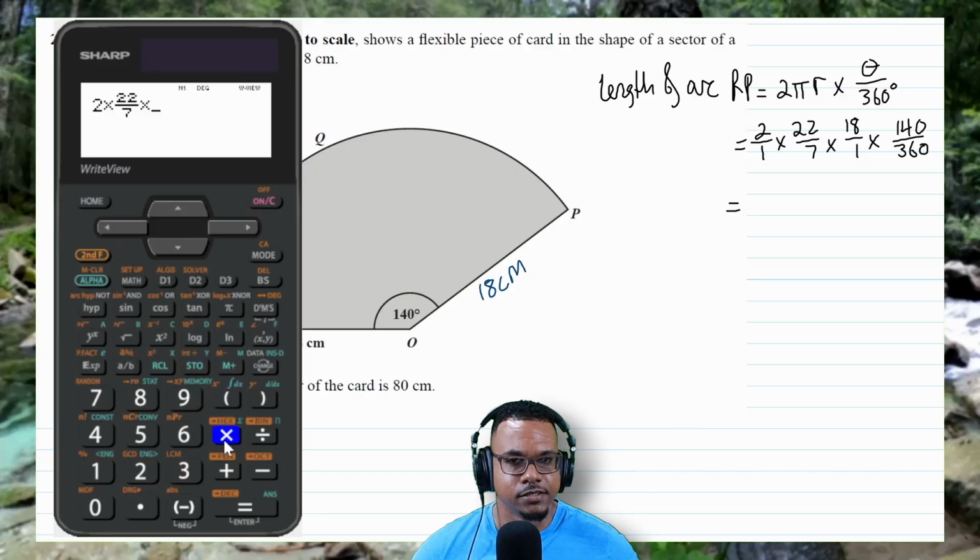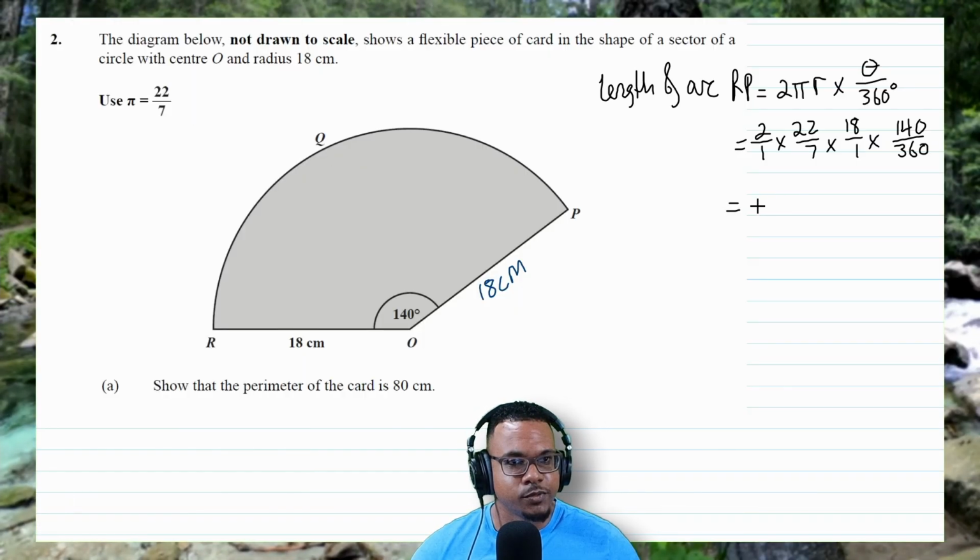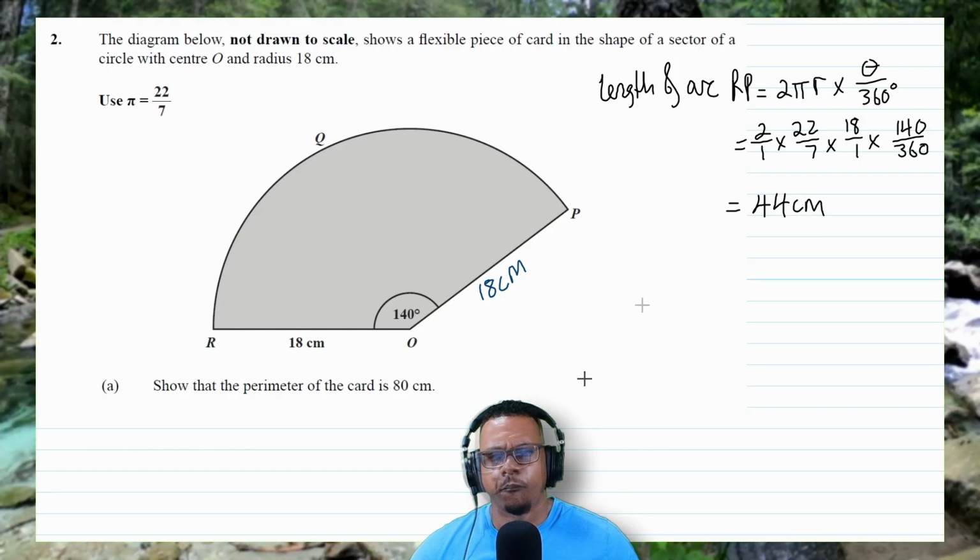Multiply by 18, and then multiply by 140 over 360. So 140, use the fraction button, over 360. Just like that. See, easy. Press equal, and we get 44. So we get the length of the arc is 44 centimeters.